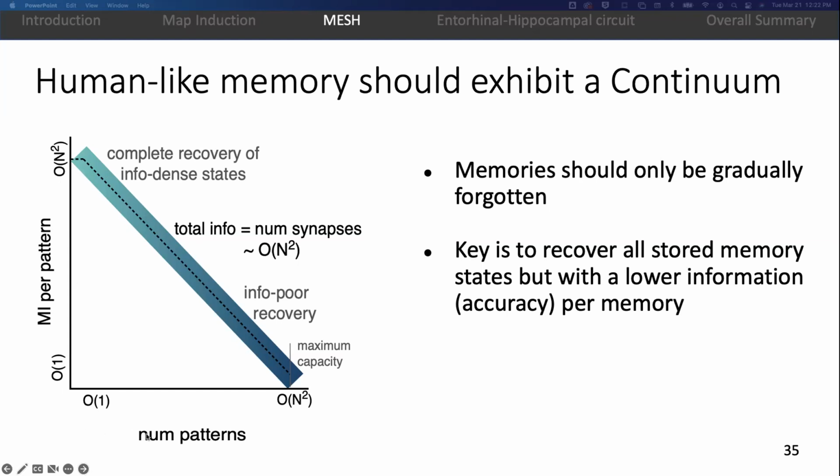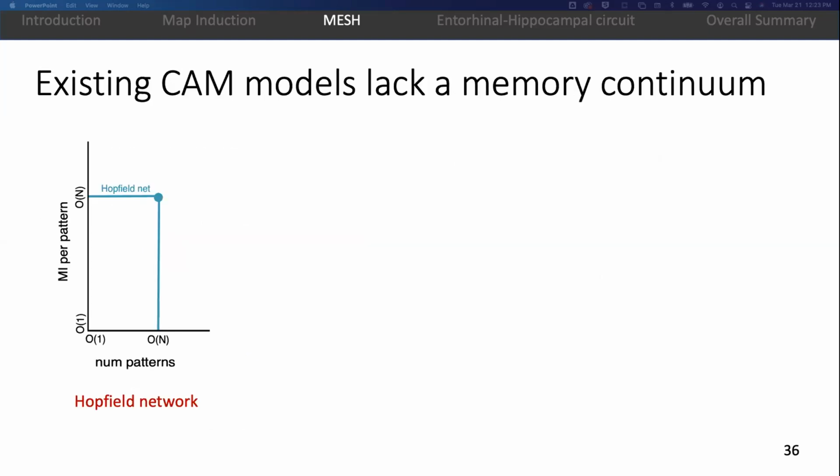But as you increase the number of memories that you're storing in the network, the information recovered per memory should gradually decay, such that you have complete recovery for a small number of memories, and then gradual degradation with increase in memories, such that you have partial recovery when you're storing a large amount of memories. So the key is that you should be able to recover all the memories, and the memories should only be gradually forgotten. And there are existing content addressable memory models that mostly lack a memory continuum.